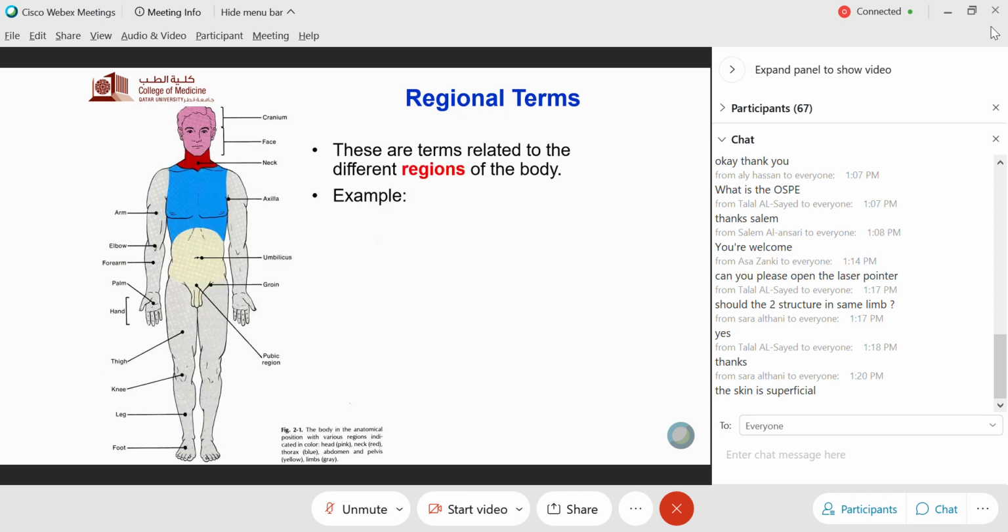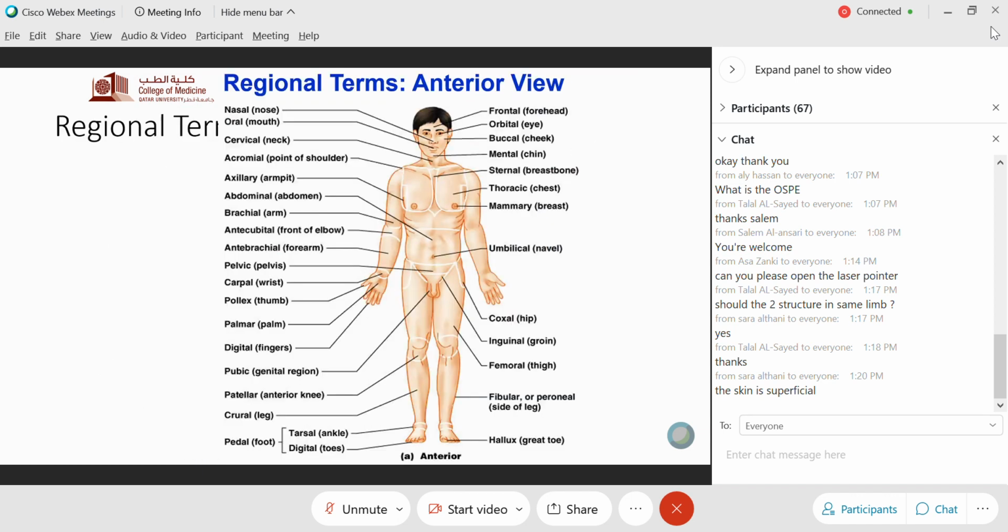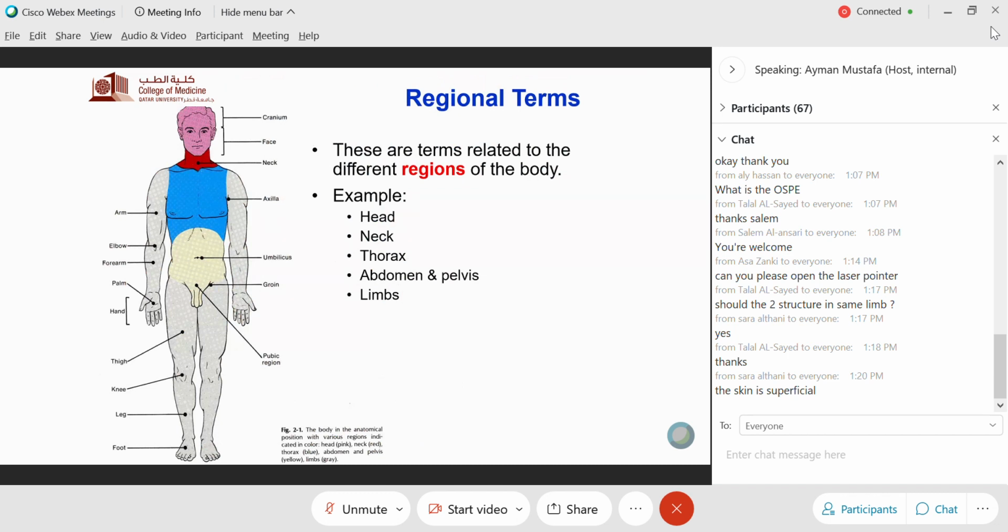Now let's talk about the regional terms, how we name the areas of the body. You will notice that this chart shows you the human body and the main regions. This is the head, the neck, the thorax, the abdomen and the pelvis, the groin, the inguinal region, thigh, knee, leg, and foot. Now let me ask you a question.